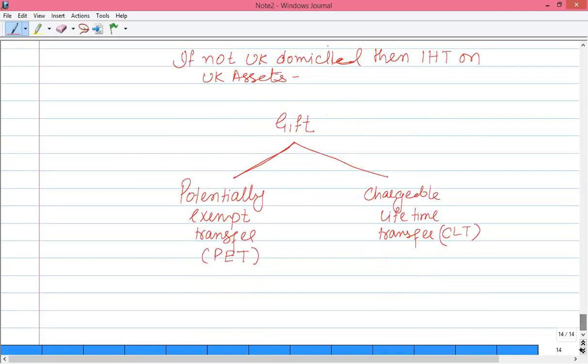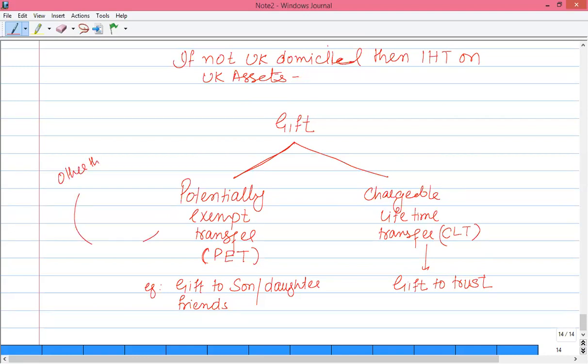So, for TX purpose, a potentially exempt transfer is a gift to any family members, friends, etc. And for chargeable lifetime transfer, this is a gift to trust. So if any gift is other than trust, then it's considered as a potentially exempt transfer.